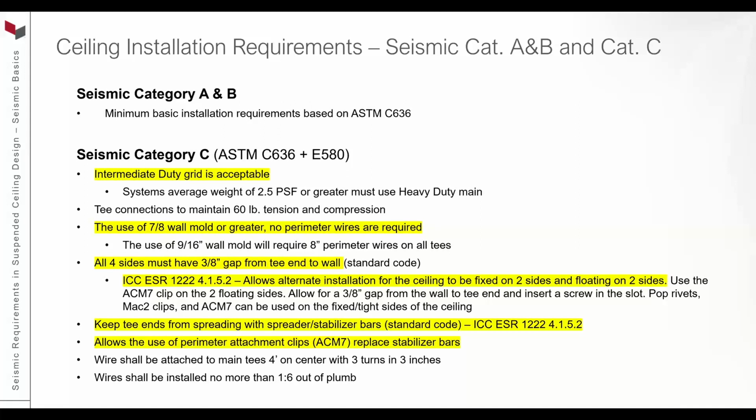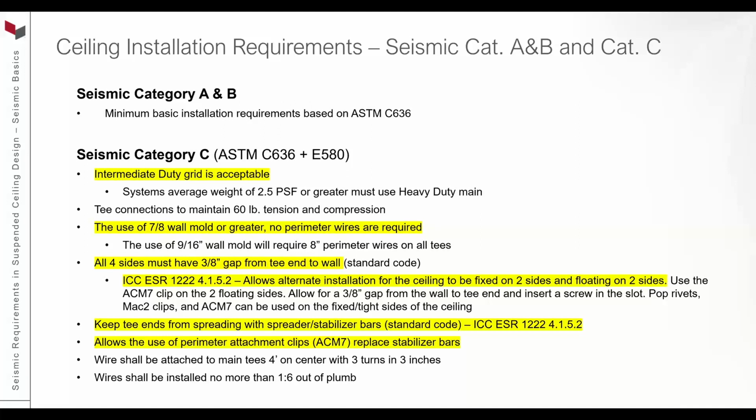If you reduce the size of the wall mold to something like 9/16, then you will be required to install perimeter hanger wires within 8 inches of the wall. All 4 sides must have a gap of 3/8 of an inch between the end of the T and the wall, and this will allow the ceiling to move in a seismic event.